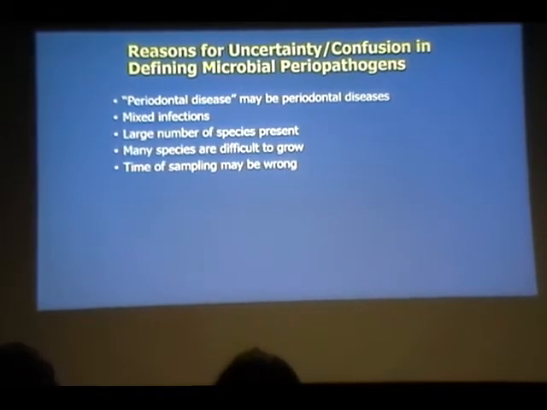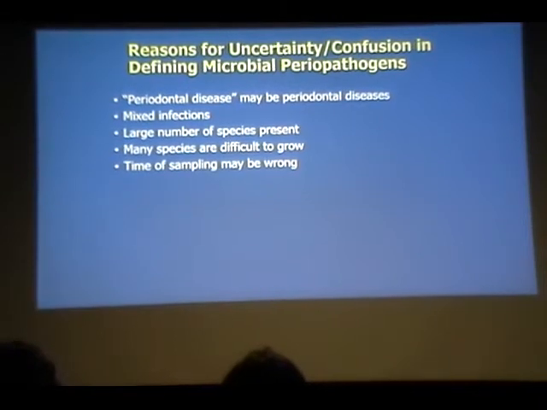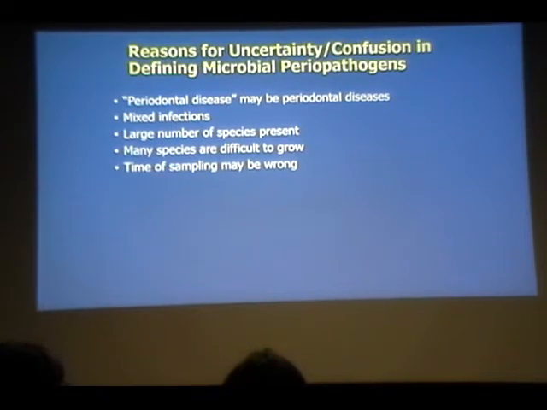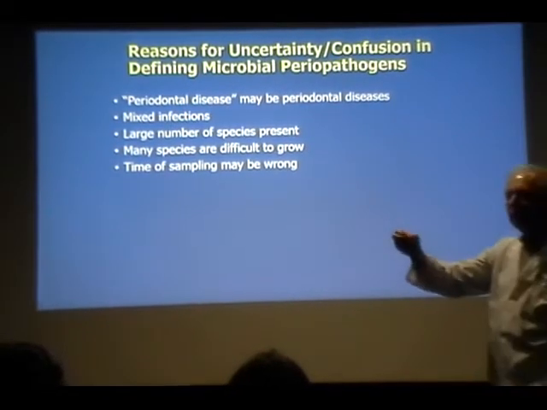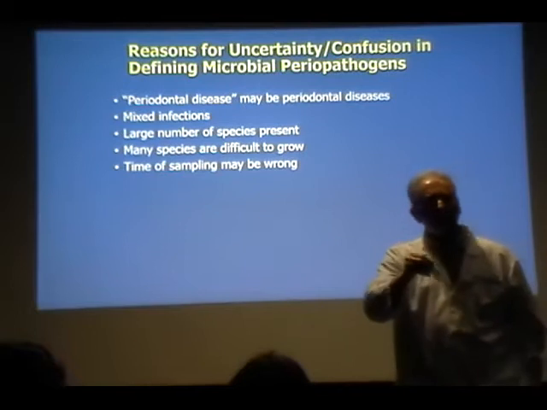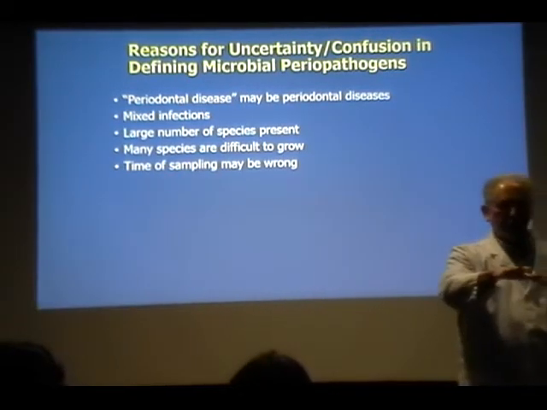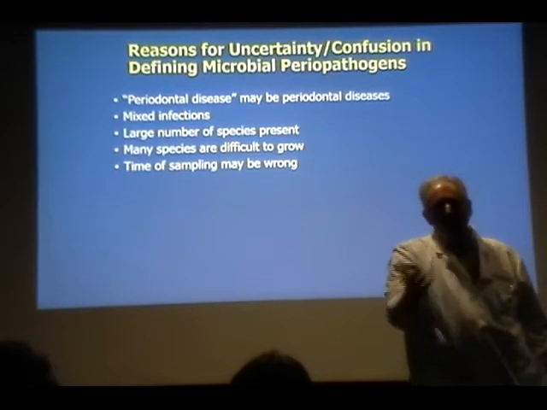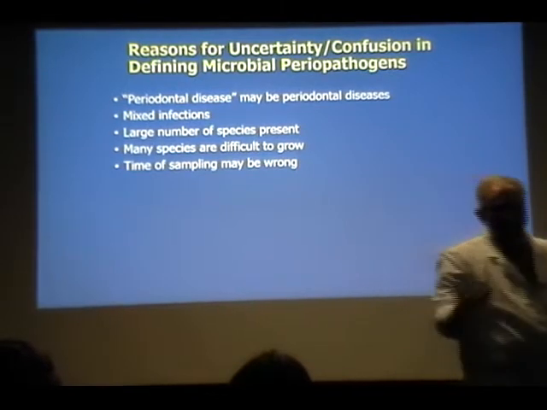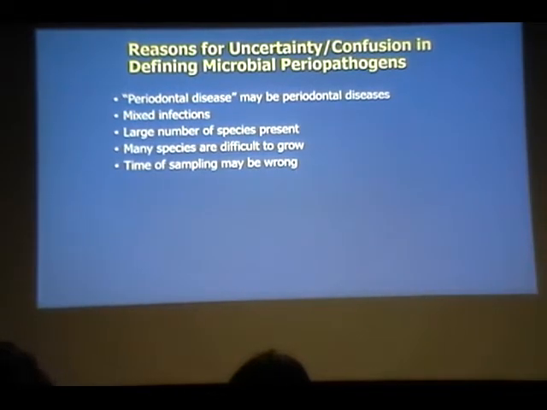Time of sampling may be wrong. I told you about the cyclicality of the disease. So if an organism is there in order to promote destruction, and you're taking a sample at a time when it's quiescent, when the disease is quiescent, you could be missing out on that bug. That's just one example.